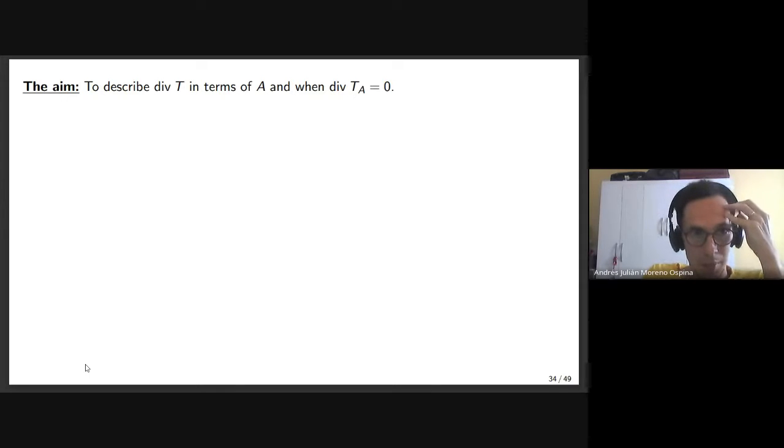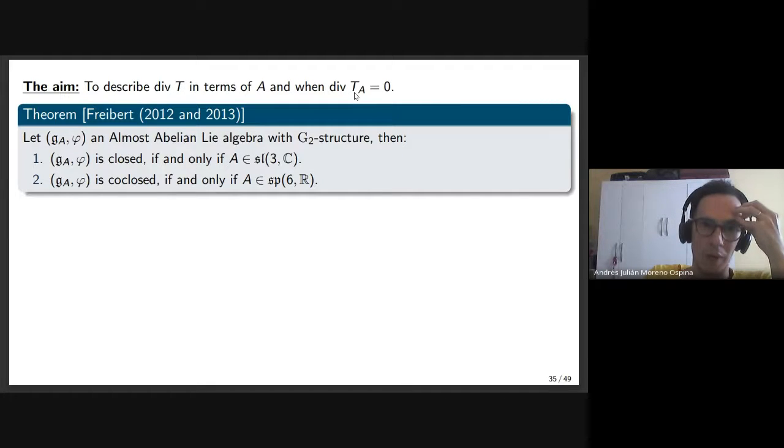So the main goal here is to try to describe the divergence of the torsion in terms of the bracket, and to characterize when the divergence of the torsion is 0 according to its relation with the bracket. These kinds of things were done, for example, by Freibert, in the case of almost Abelian Lie algebras, and he characterized in fact the closed and co-closed G2 structures as some particular family of Lie algebras. Essentially, the Lie algebras such that the bracket is in this family of matrices, right?